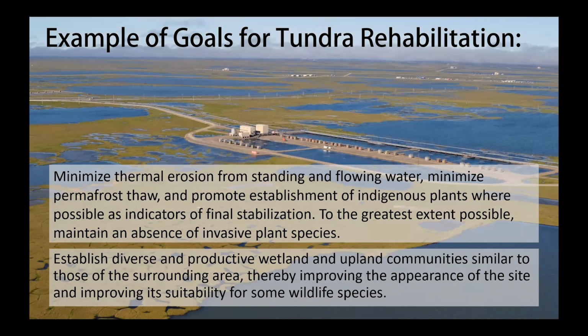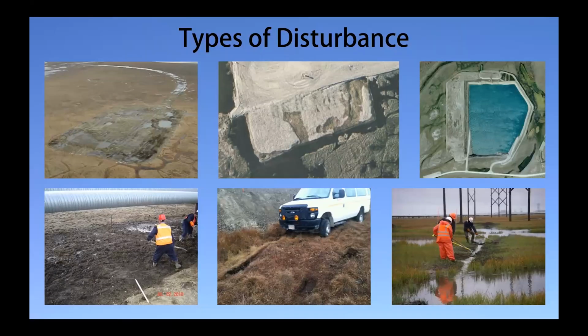So for some of the goals that we have, there's a component about the thermal stability of the ground. There's a vegetative component, which is both aesthetic, but it also provides some insulation in the long term. And then, of course, wildlife and hydrology tie into this whole concept of what we're trying to go for when we restore an area.